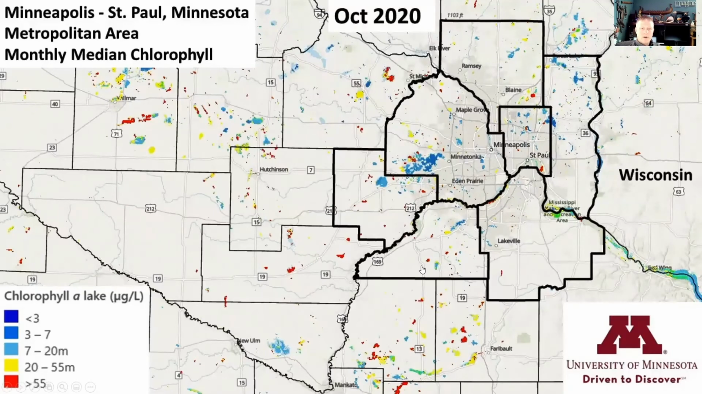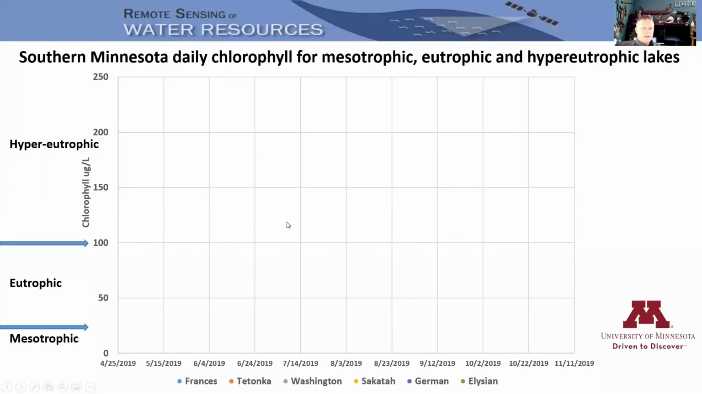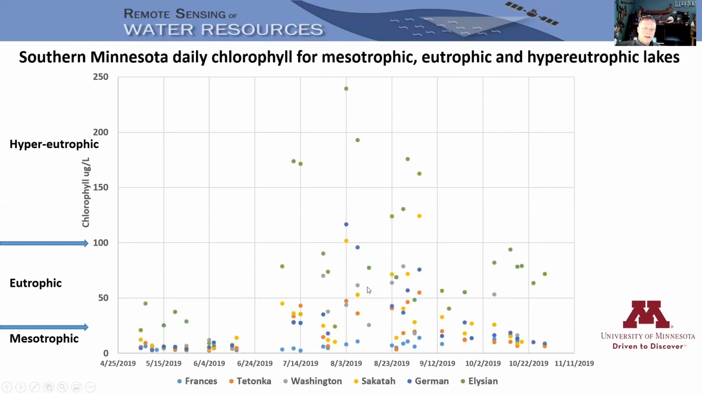We can dig in a little deeper and do this at the lake level too. So this is at the lake level for daily time steps. So here's Lake Francis, more of a mesotrophic lake. Tatanka, which is a more eutrophic lake. Washington, Cicada, and German are all eutrophic, and Elysian, that is actually a hypertrophic lake. So all this data is available.